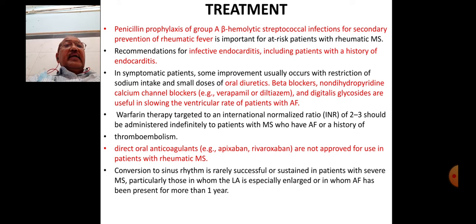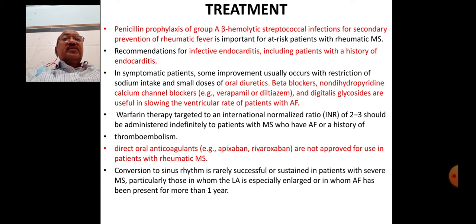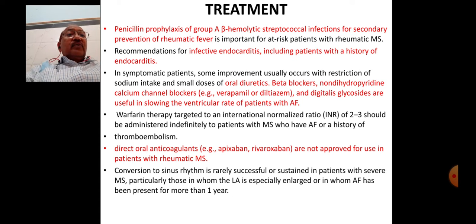Regarding the medical management of mitral stenosis, penicillin prophylaxis for group A beta hemolytic streptococcal infection for secondary prevention of rheumatic fever is important in at-risk patients with rheumatic MS. Endocarditis prophylaxis is recommended for patients with a history of endocarditis. So it is only required when there is a previous history of infective endocarditis, otherwise not.